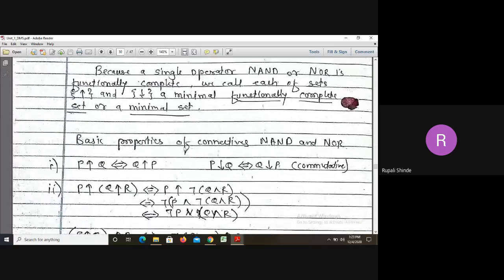Next one is properties of connectives, that is NAND and NOR. The first property is the commutative property. P NAND Q is equivalent to Q NAND P. If we change the sequence of symbols, it will not affect the result. That is the commutative property. Again, P NOR Q is equivalent to Q NOR P.